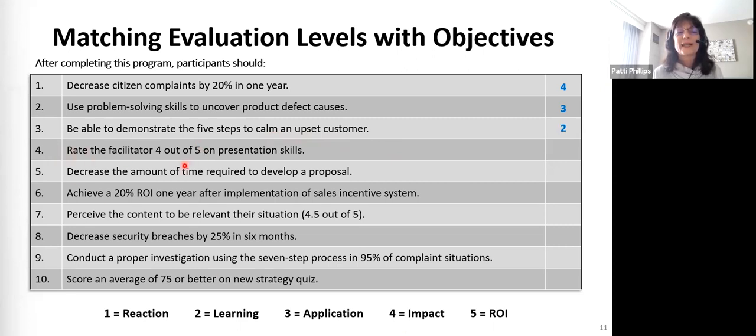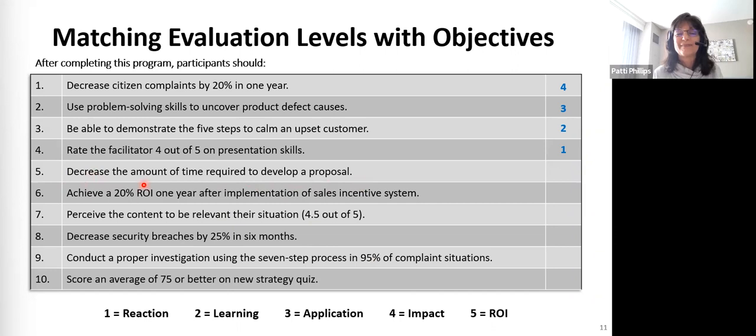Rate the facilitator 4 out of 5 on presentation skills. Quick. Pop it in the chat, say it out loud. Very good. That would be a level 1 objective. Good job, team. All right, what about number 5? Decrease the amount of time required to develop a proposal.